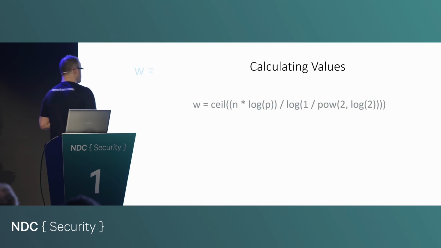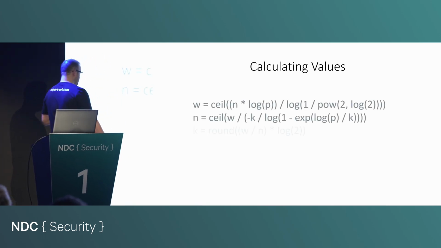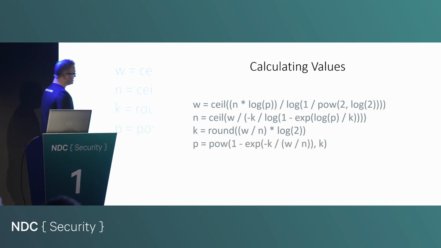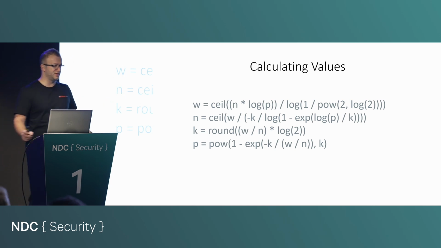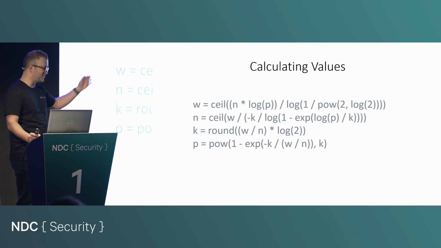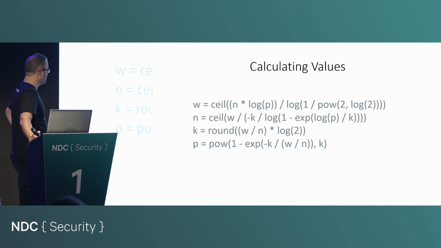So depending on which items you want to control, these are the processes for calculating the other values. It looks really scary, but there are Bloom filter calculators on the internet, and you can just go there and type in the numbers, and they will give you the values. So this is really, really easy.